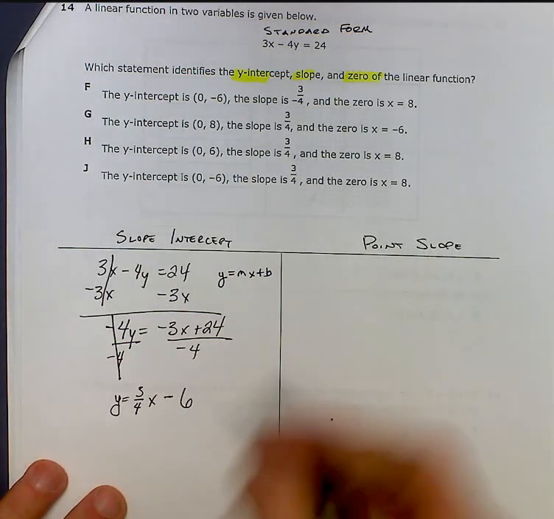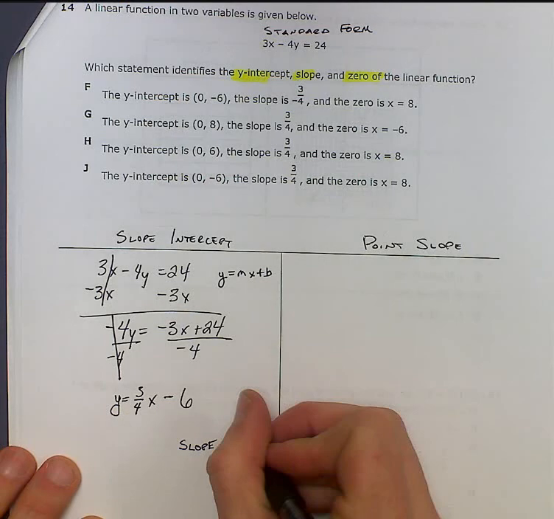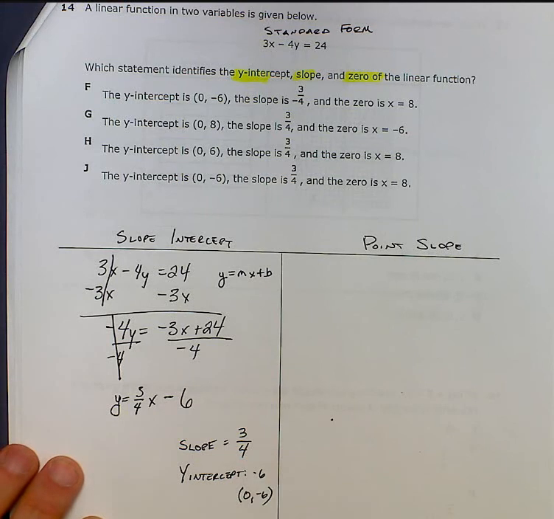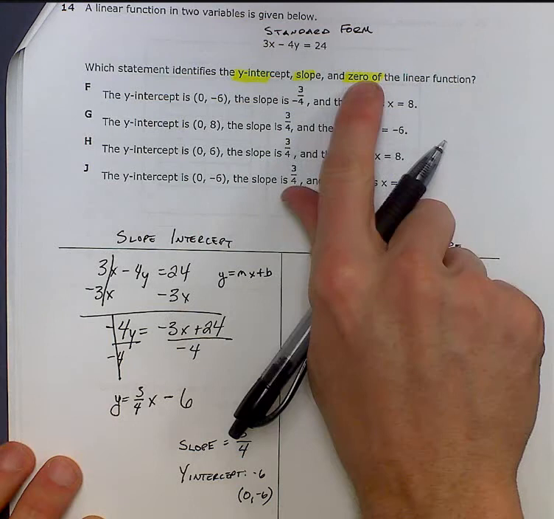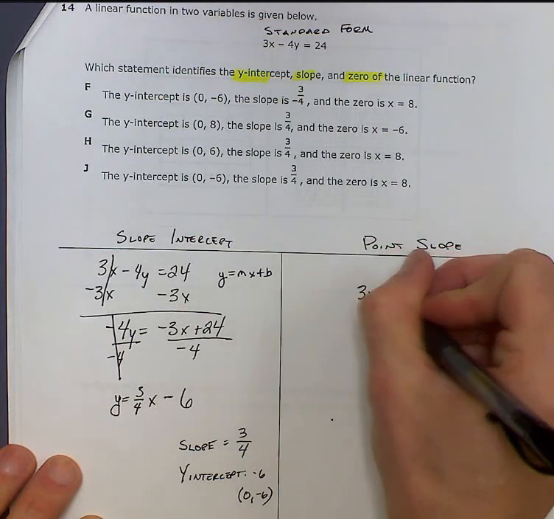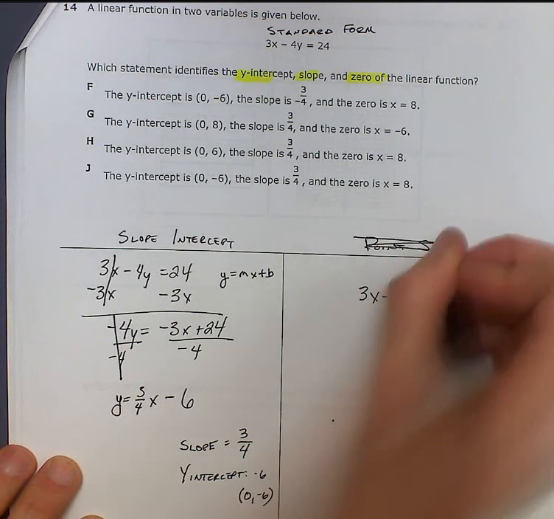So my slope, I can already tell, is the number in front of the x, so that is 3/4. And my y-intercept is negative 6, or (0, negative 6). But the only thing I'm looking for now is my zeros. Well, let's go back to standard form. 3x minus 4y equals 24. I'm going to get rid of that so I don't confuse you.